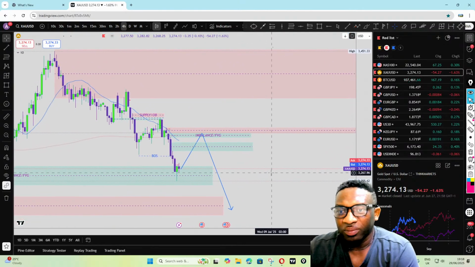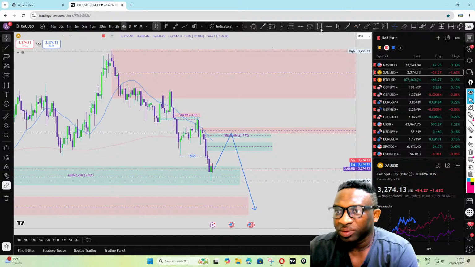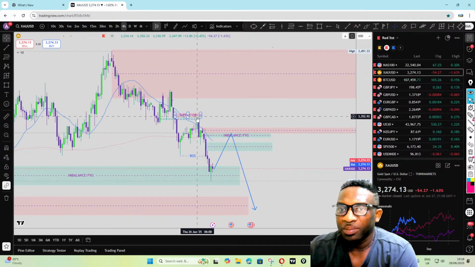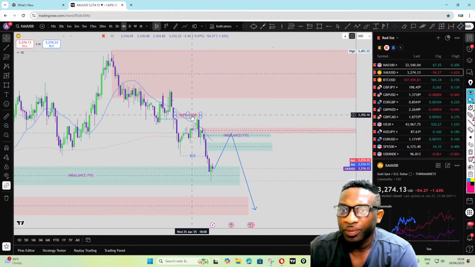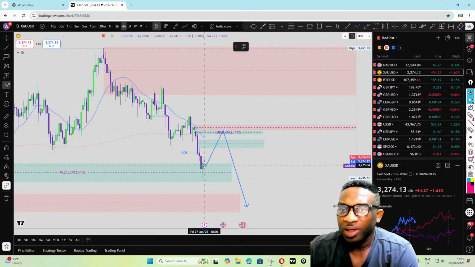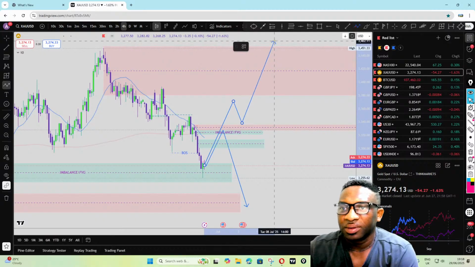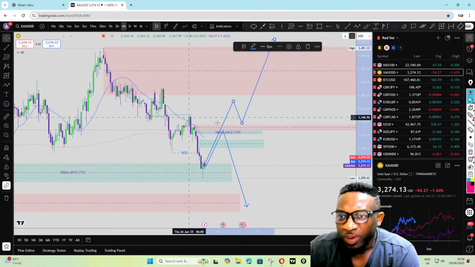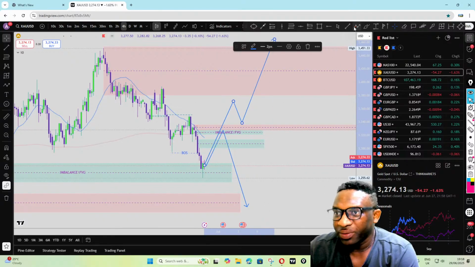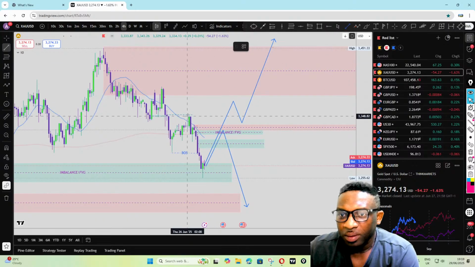Other than that, if gold happens to trade above, let me delete this one for now. If we trade above this area, we could have something like this and then to the upside. So these are scenarios that we are building. So if we trade above this high, then we will do the same thing.